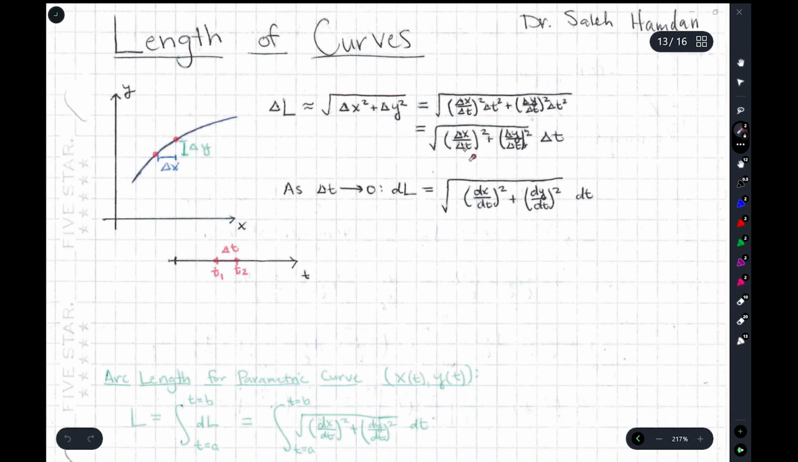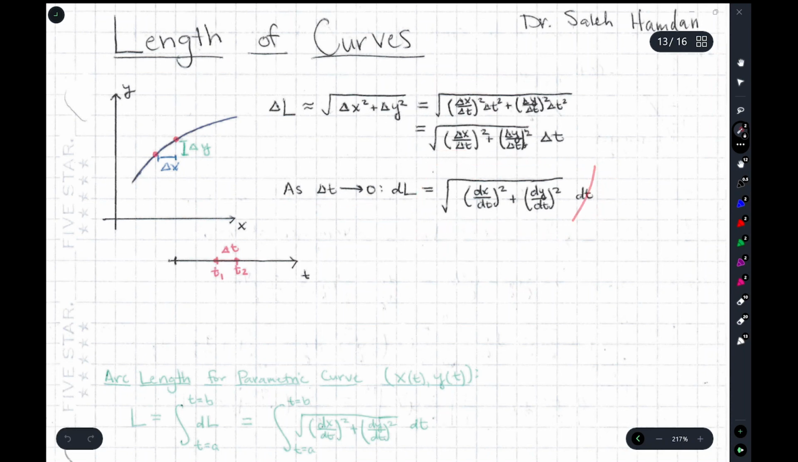And we're going to multiply and divide by delta t squared to put our expression in this form. Then we're going to pull that delta t squared out of the square root, and then it just becomes a delta t. And we take the limit as delta t goes to 0 to get derivatives.